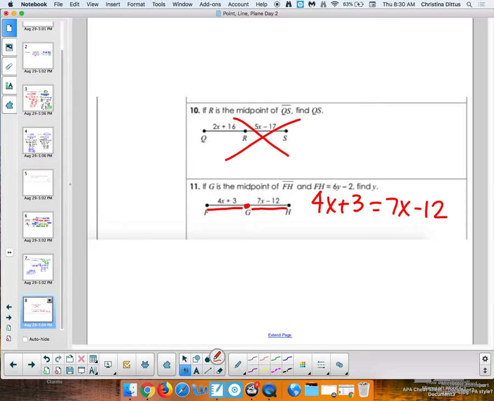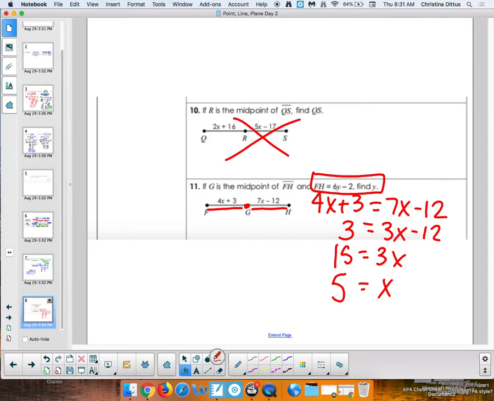How do I solve? Subtract 4x. Subtract 4x gives me 3x. So 3 equals 3x minus 12. Plus 12, which gives me 15. X is how much? 5. That's cool, but it says this whole last part. FH is 6y minus 2, and I need to find y.